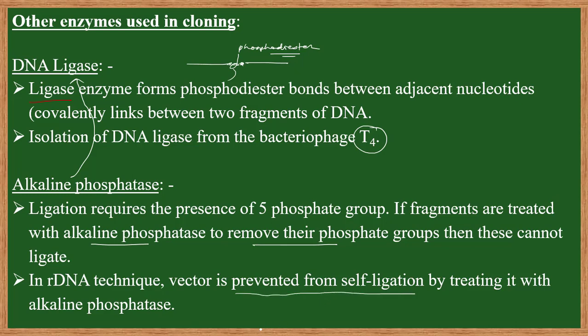If we have a vector and first cut it with the help of a restriction enzyme, then we have to treat it with alkaline phosphatase. The phosphate group will be removed, so we can prevent self ligation.